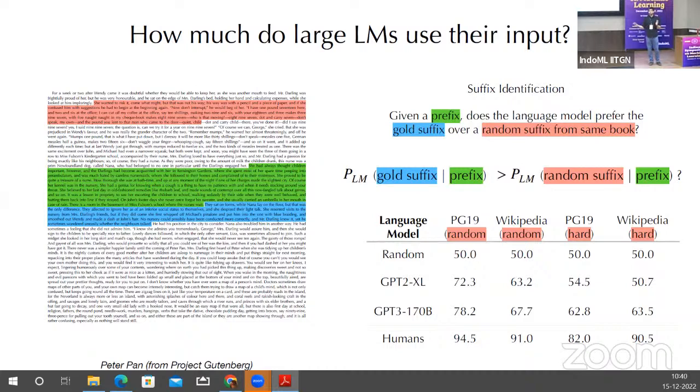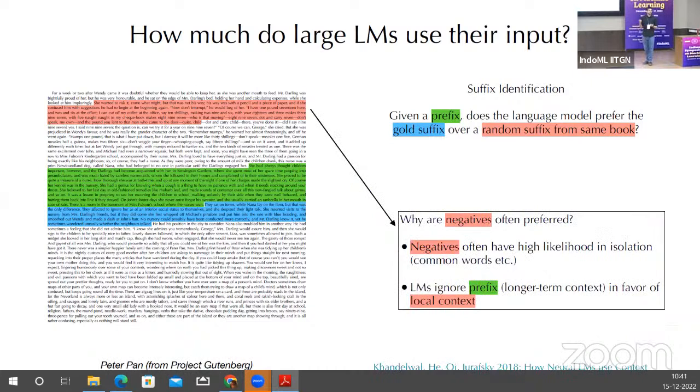So there's a big gap when you're trying to use these language models to assess the probability of longer pieces of text, not just the next word. Clearly, they don't do a good job of modeling this probability. So why is it that these random suffixes are so often preferred? Sometimes they might have high likelihood words in isolation, like frequent words or entities that also occur in the prefix. And also we know that language models tend to ignore the long-term context to focus on local context. So maybe it's ignoring the prefix when you're deep into the second half of the random suffix.